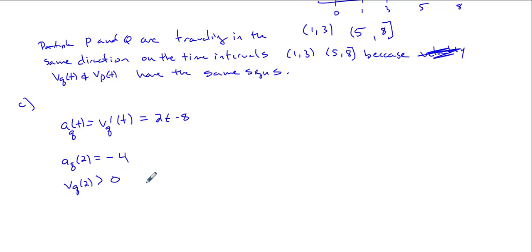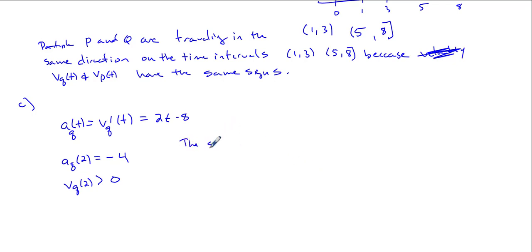Because I don't really need to know what it is. They didn't tell me to find the velocity at 2. They told me specifically to find the acceleration at 2. But I know the velocity at 2 is positive. Therefore, what's happening to particle Q at time t equal 2? Slowing down. Okay. You could say the speed is decreasing if you want to, the way they have it worded. Probably what we should say.